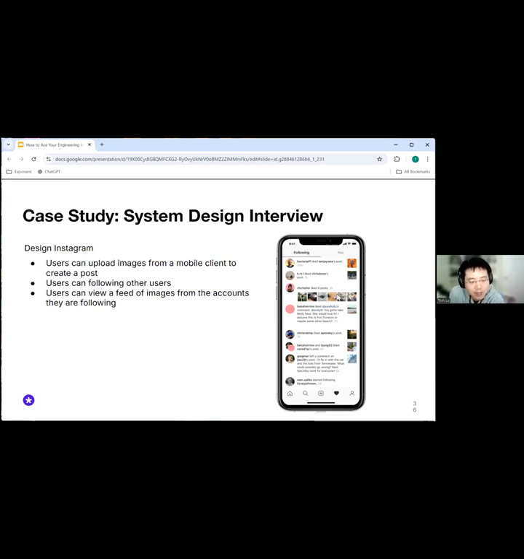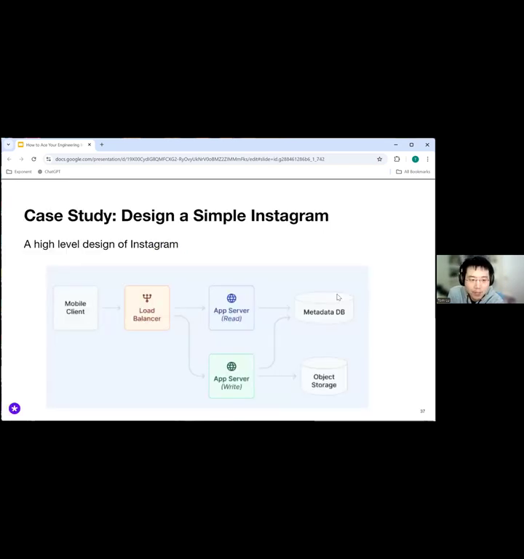We would like to satisfy the user's requests, such as the user can upload images, follow other users, and view a news feed from the accounts they are following. So a high-level design could be: the user starts with a mobile client. The request first goes to a load balancer before it hits a read or write server. All the content eventually goes to a metadata DB, which records, for example, the timestamp, the title, and the location of the photo, and the raw photo bytes go to an object storage.